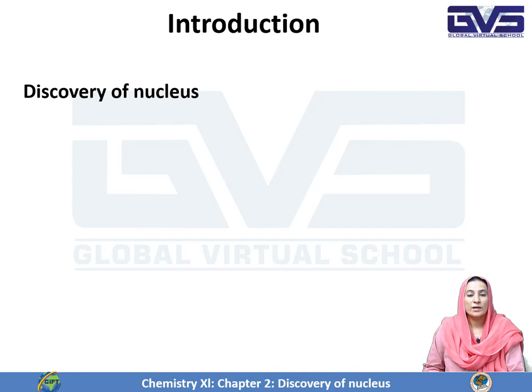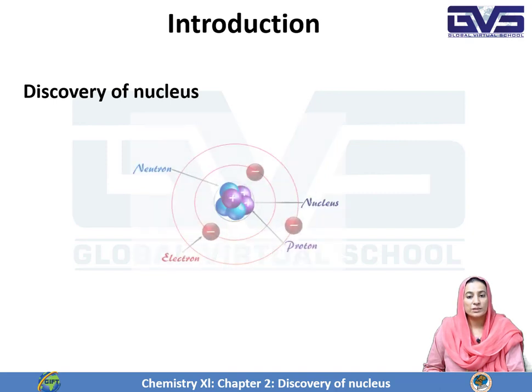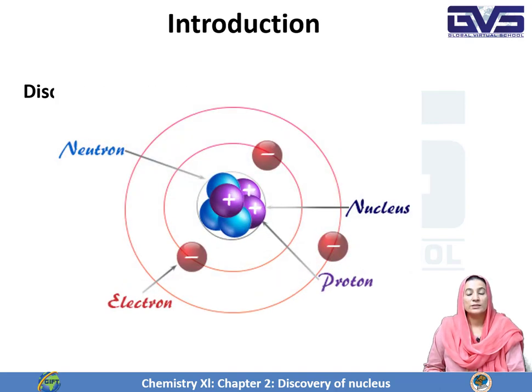And students, you already know that in a simple atomic structure, nucleus is the central part of the atom in which protons and neutrons exist, while electrons revolve around this central part that is called the nucleus.